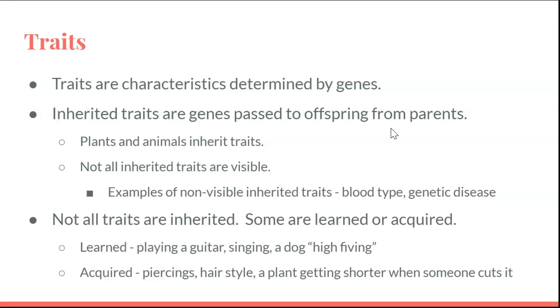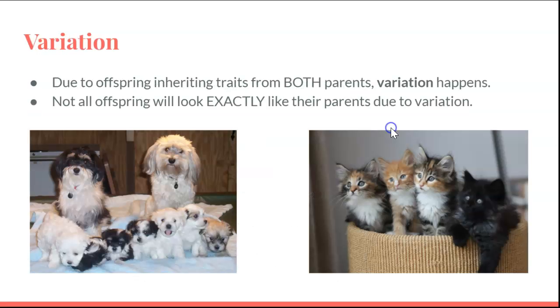I don't have pierced ears. That's not an inherited trait, even though my mom has pierced ears too. That's something that I acquired when I went to the place and got my ears pierced. If you cut a flower, it is not an inherited trait for it not to be in the soil. That's something that it acquired. It's shorter style. Now, along with these traits, there's something called variation.